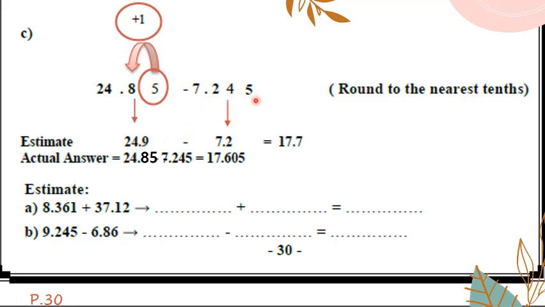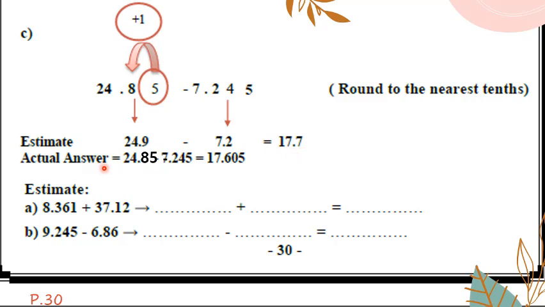7.245. Also, I will make rounding for this number to the nearest tenths. First, I will underline the tenths. The tenths here is 2. What is beside 2 from the right side? 4. 4 is one of the weak numbers, so I will keep 2 as it is. So the answer will be 24.9 minus 7.2. It will be 17.7.